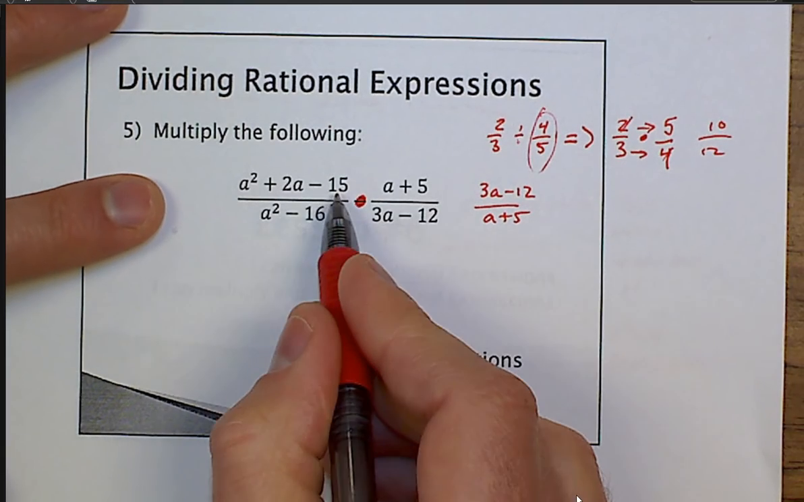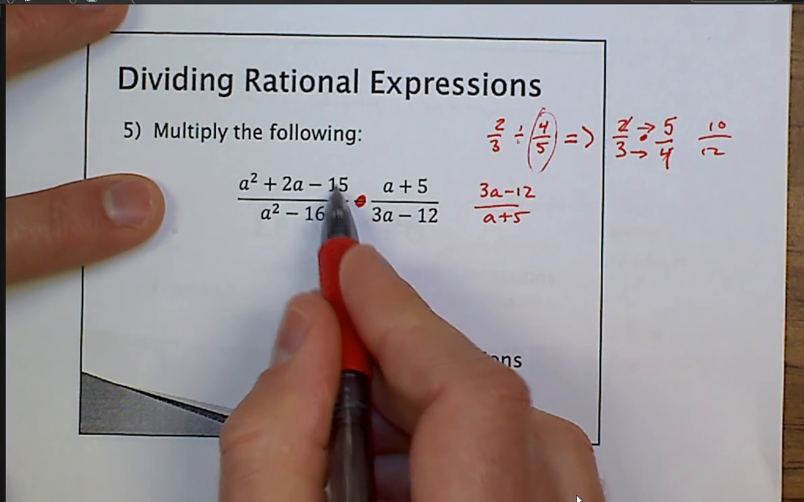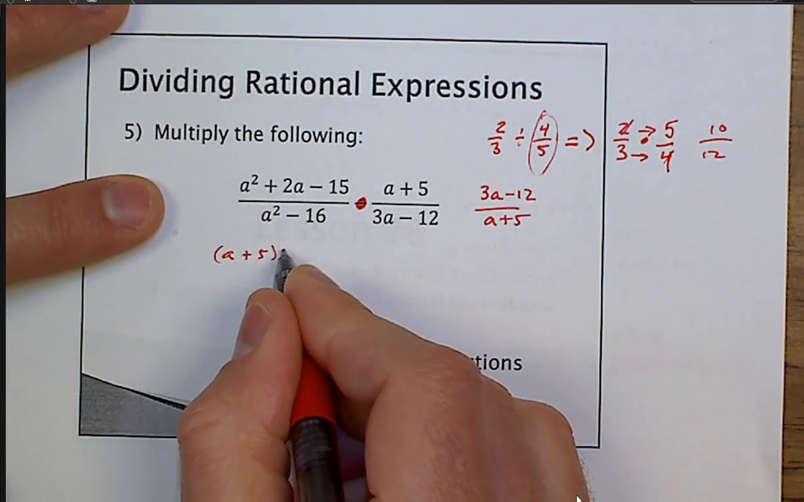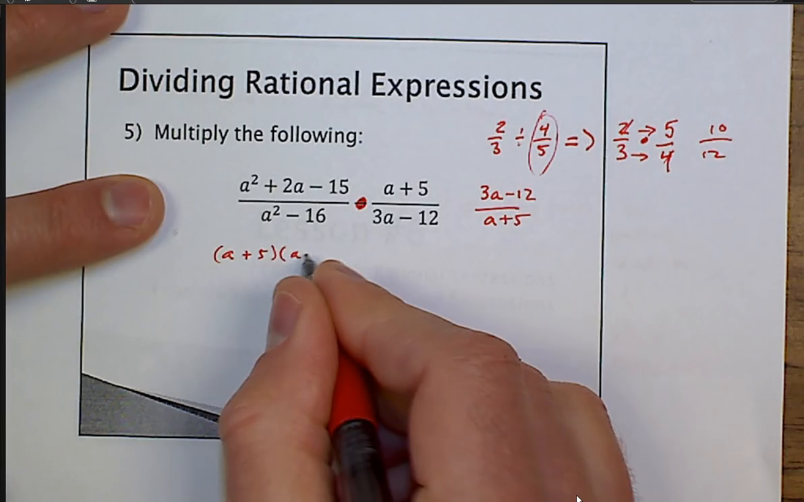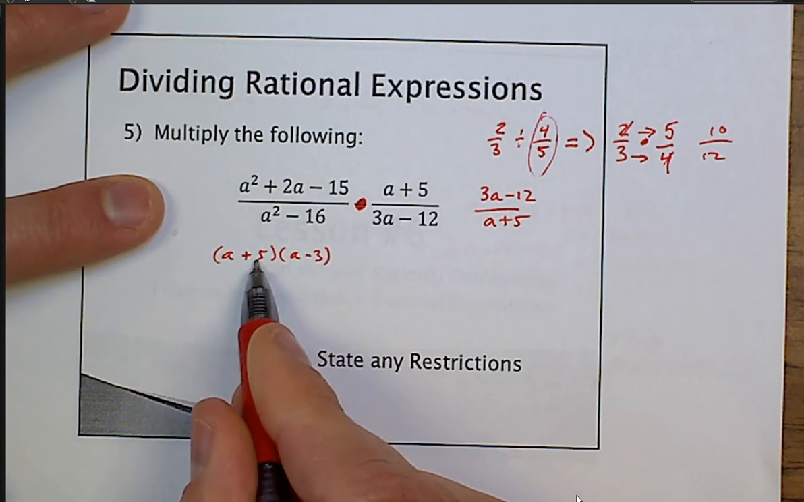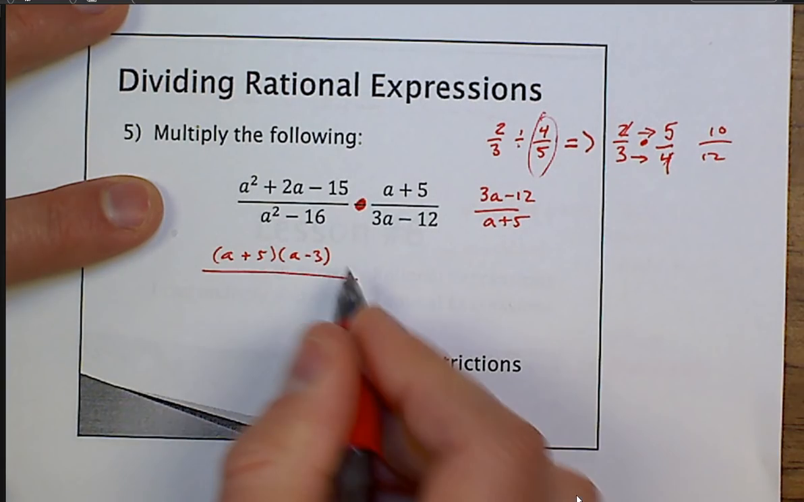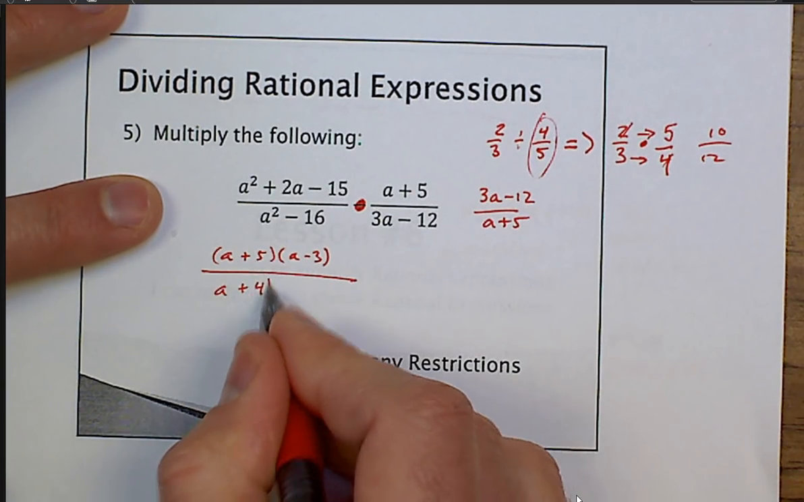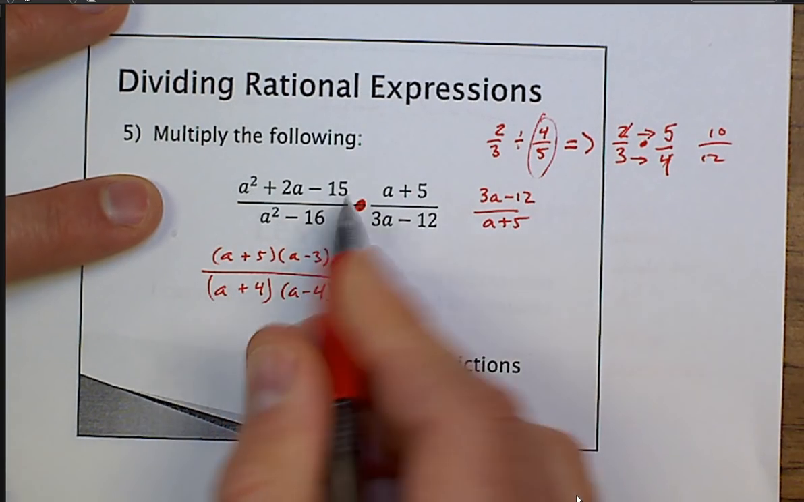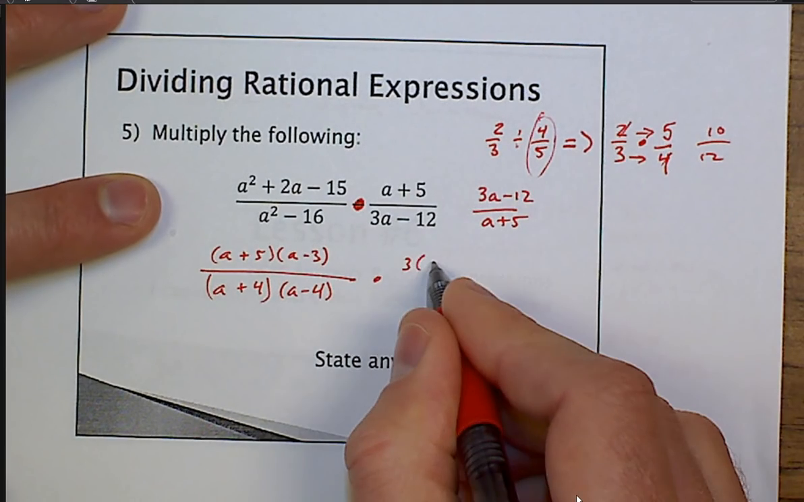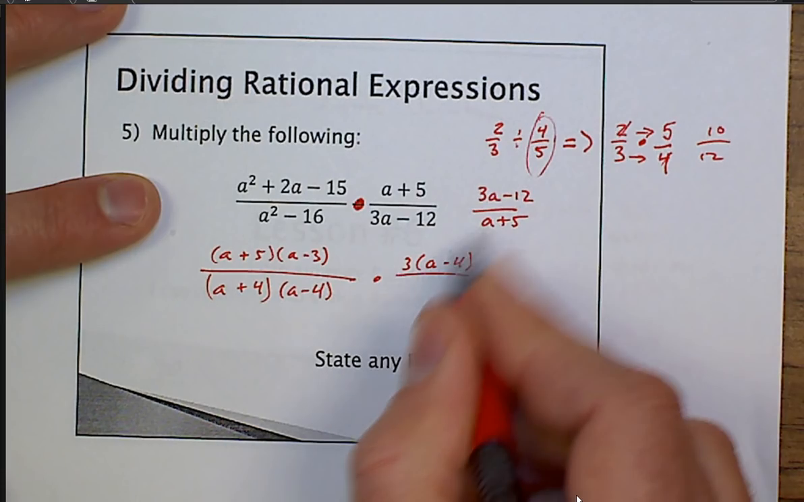Two numbers that multiply together that give you negative 15, add together you get positive 2. That should be a positive 5 and a negative 3, right? 5 times negative 3, negative 15, check. 5 minus 3, positive 2, check. The bottom factors into a plus 4, a minus 4, that's difference of squares, times, take out a 3, left with a minus 4, and then a plus 5 can't reduce.